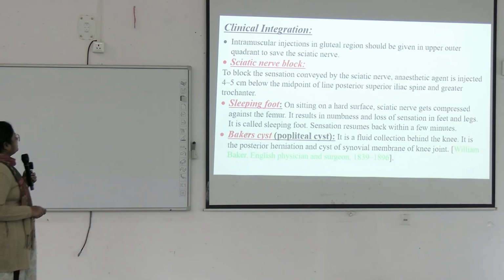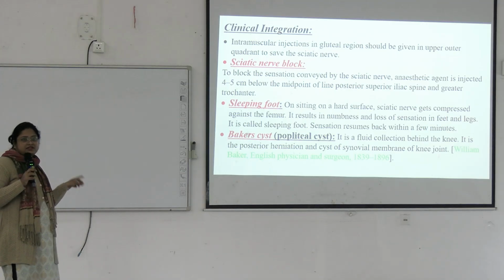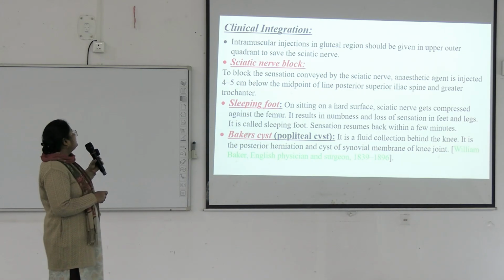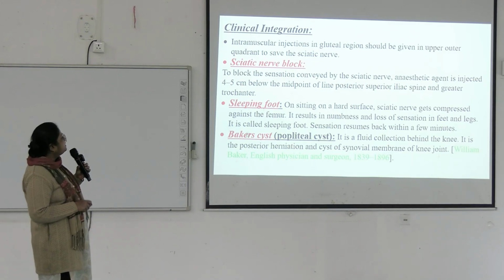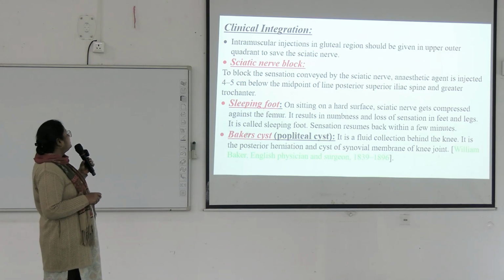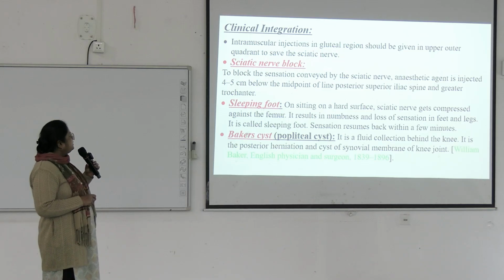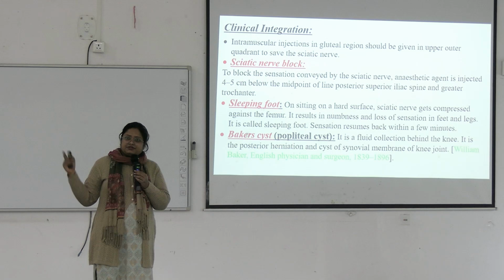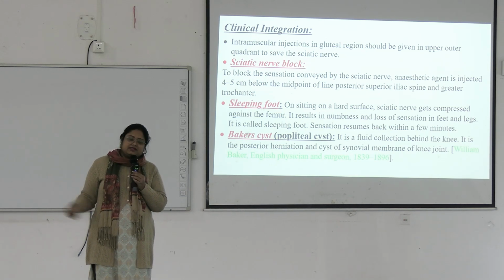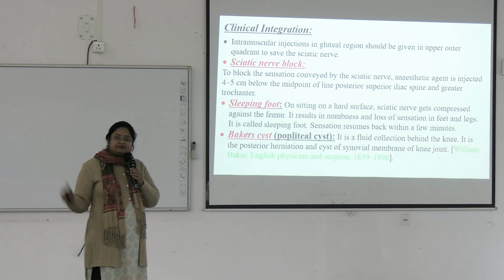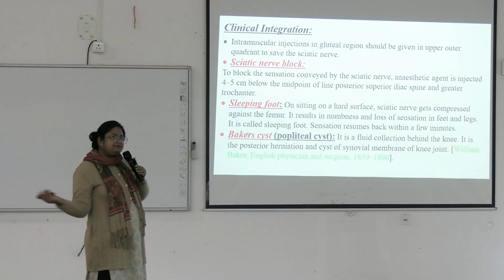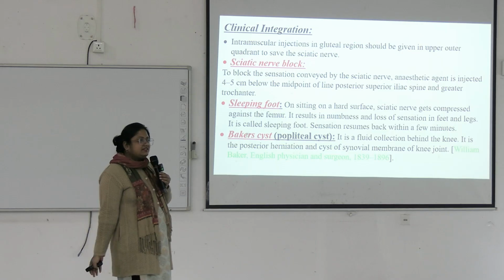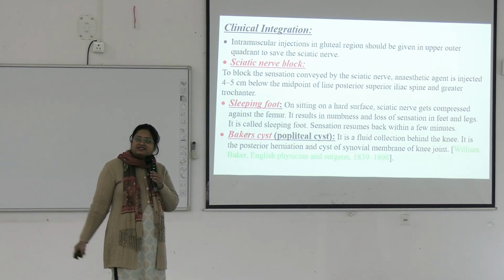So intramuscular injection, these are some clinical aspects that come in your explain why question. Important explain why. Why should the intramuscular injection in the gluteal region be given in the upper outer quadrant? It is given to save the sciatic nerve. The vaccines given to children are mostly given in the gluteal region, so it is given in the upper outer quadrant. Also in adult patients you need to give some injections in the gluteal region, during cesarean section or other different operations.